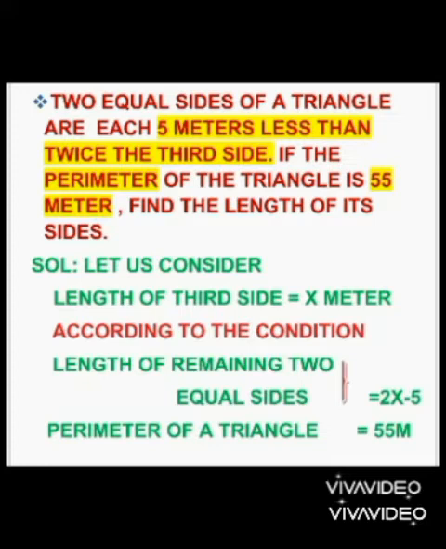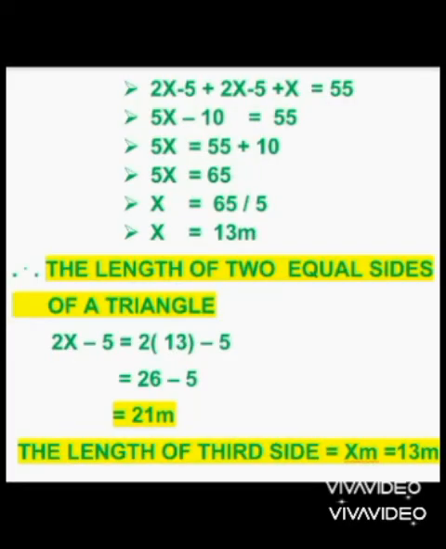And next they have given the perimeter of the triangle is 55 meters. So what is the perimeter of a triangle formula? Sum of all the sides. It means you have to add all the three sides of the triangle. One side they have given 2x minus 5, another they have given 2x minus 5, and the third side they have given x meters. So 2x minus 5 plus 2x minus 5 plus x is equal to 55 meters.